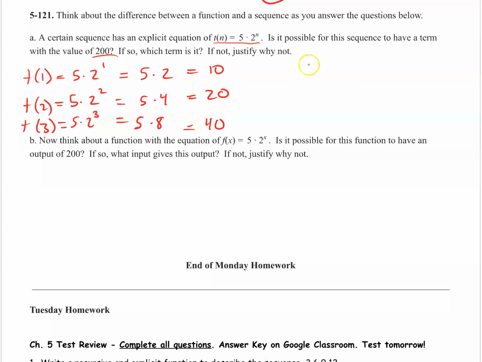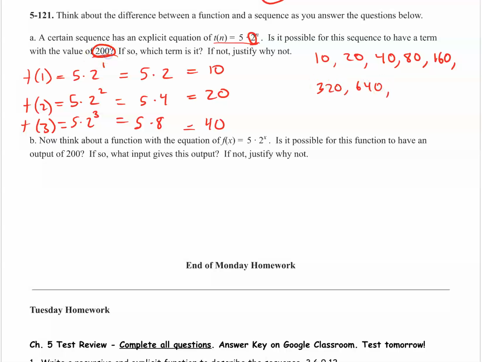Do you see the pattern yet? Remember, this number is called the multiplier. So to go to the next term, we multiply by 2. So 80 times 2 is 160. Go into a new line. 320, 640, but wait.